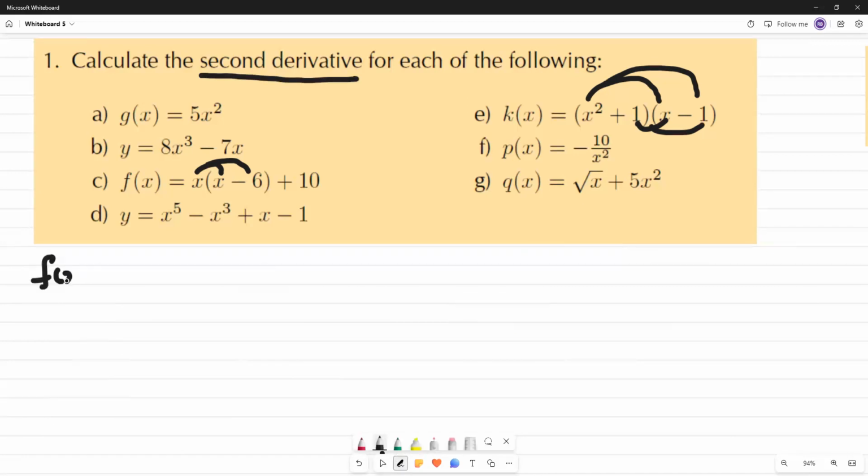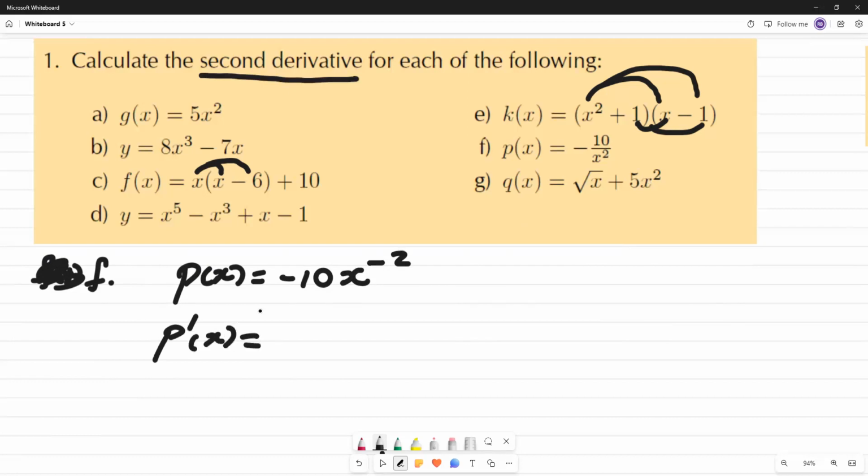On f, we have p of x equals 2 over x squared. We need to take the x squared up. So I'm going to have minus 10x to the negative 2. Remember, if it moves from the bottom to the top, it becomes a negative. Then now I can do the first derivative, which is 20x to the negative 3, because this times that gives me 20. If I minus 1 here, I get negative 3.